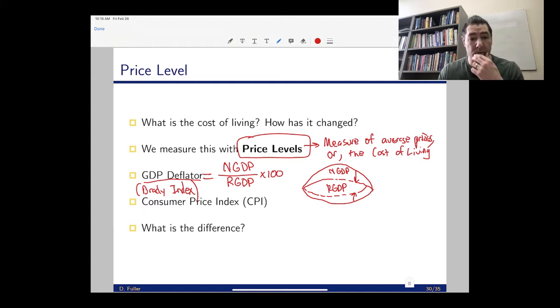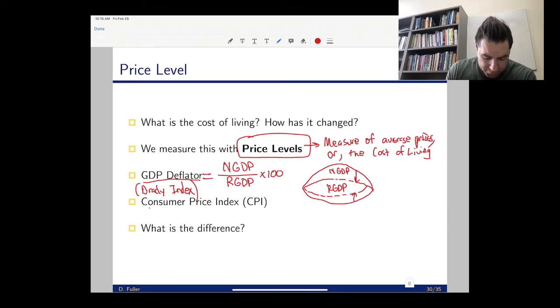We previously talked about the GDP deflator, as I like to call it, the Tom Brady index. Okay, so that is a measure of the average price level in the economy. So what are some alternatives to this? The main alternative is what we call the Consumer Price Index, or CPI.